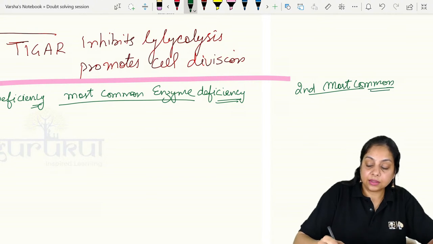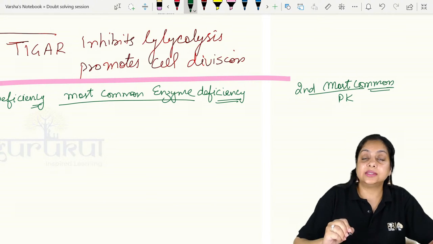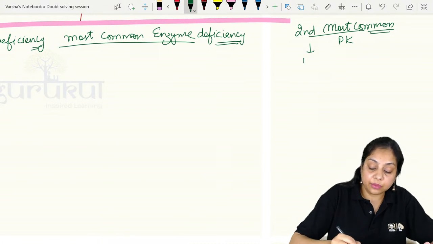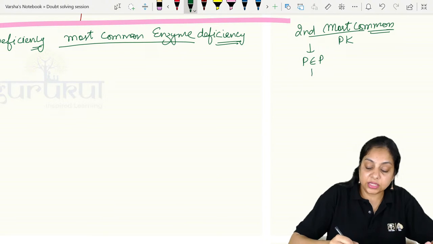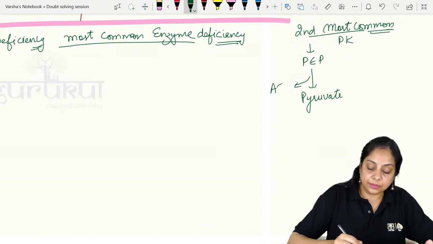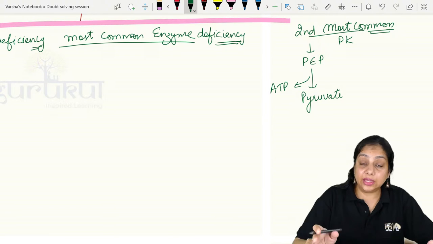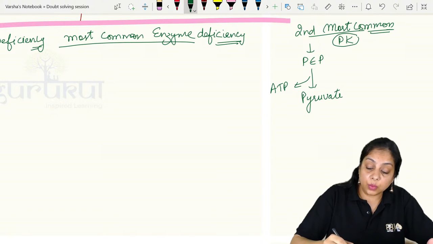pyruvate kinase enzyme in the glycolysis. Where do we see pyruvate kinase? Phosphoenolpyruvate to pyruvate. We synthesize ATP here, right? What do we synthesize? We synthesize ATP here. Still, the enzyme is pyruvate kinase.